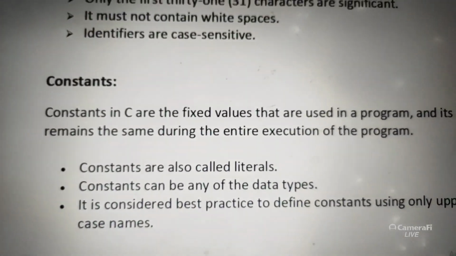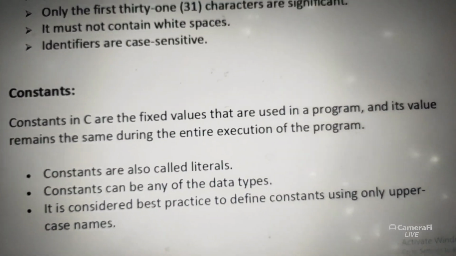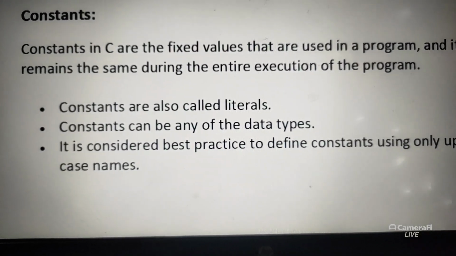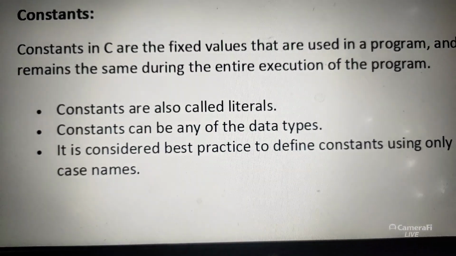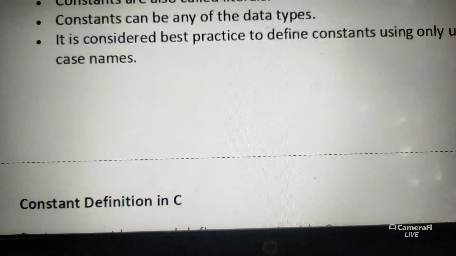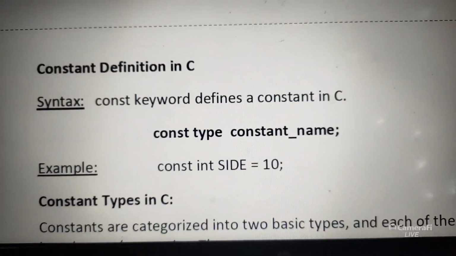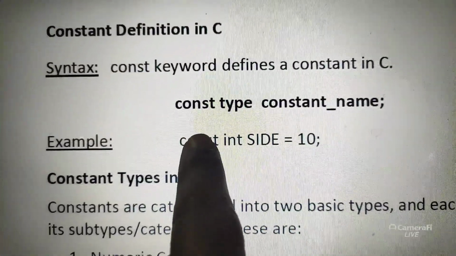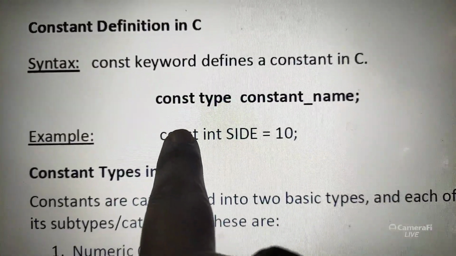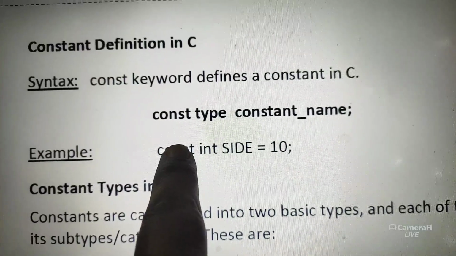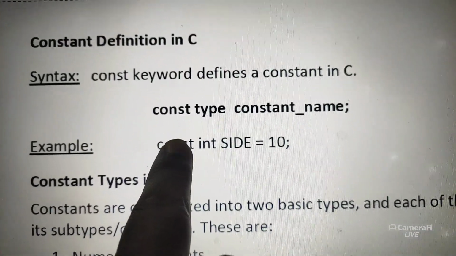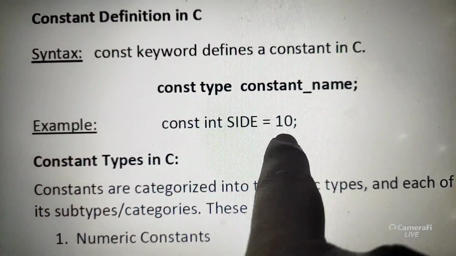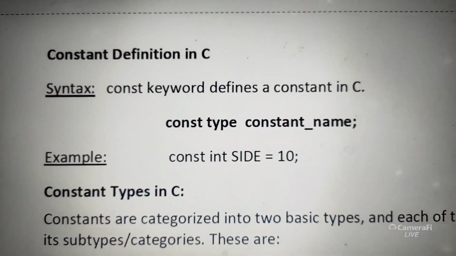So constants are variables only, but they will be declared as fixed. Constants are also called literals. A constant can be of any data type. We don't know data types yet, but we could declare, for example, according to C language, int side. If the const keyword is not there, int side is called a variable, meaning one time 10, then 20, then 30 we could store. But when constant is used, only 10 is fixed throughout the program.